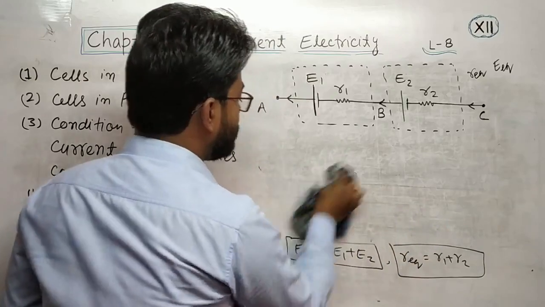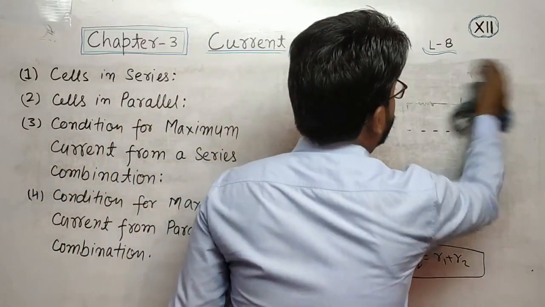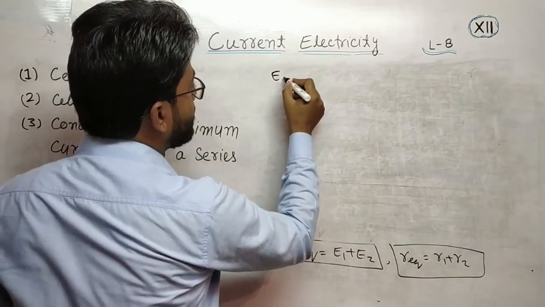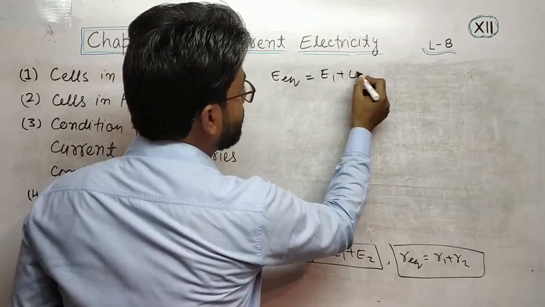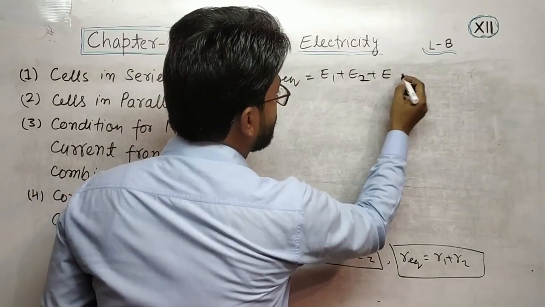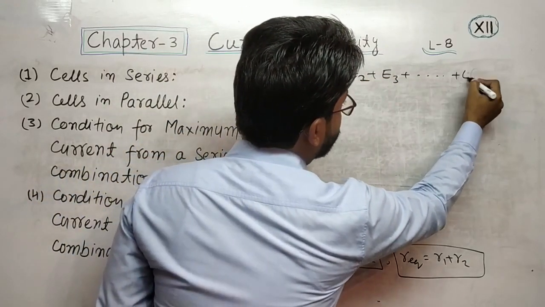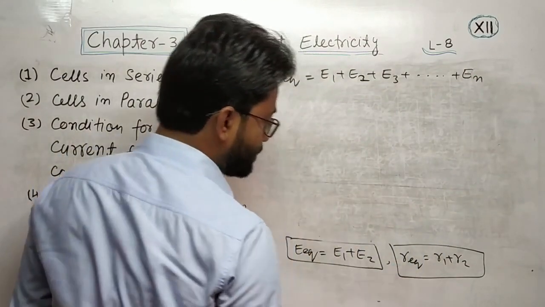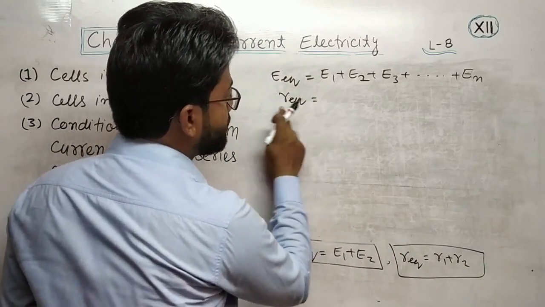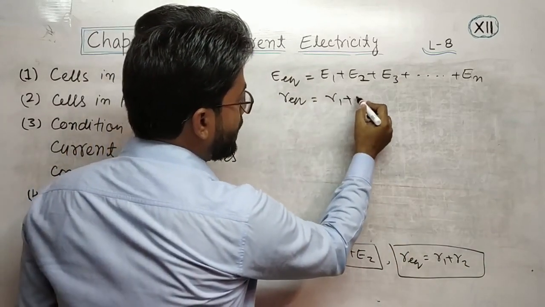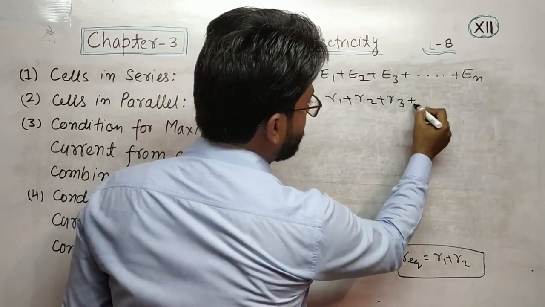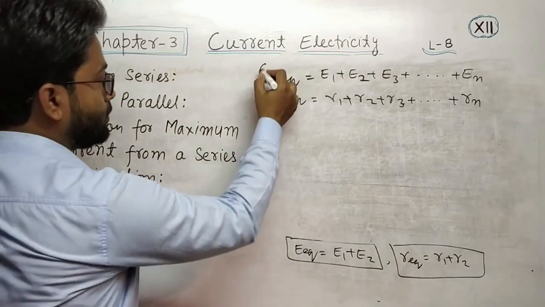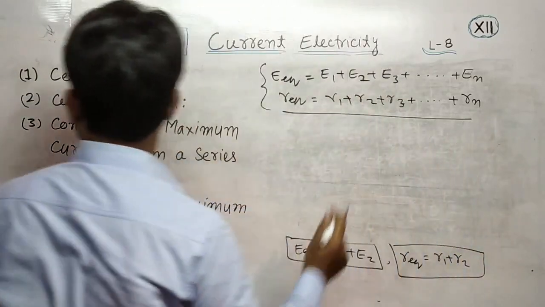In other words, if there are more than 2 cells, meaning n cells in series, then E equivalent is equal to E1 plus E2 plus E3 plus and so on up to En, and the equivalent internal resistance will be equal to R1 plus R2 plus R3 plus and so on up to Rn. Okay, I think you understood.